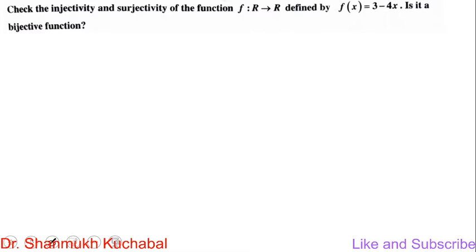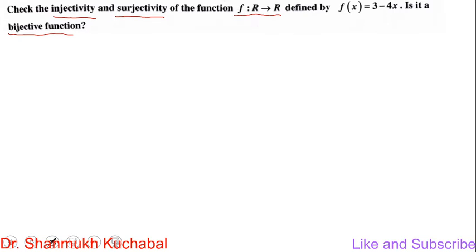Here it is given: check the injective and surjective nature of the function f from R to R defined by f(x) = 3 - 4x. Is it a bijective function? See, the meaning of injective is that it is a 1-1 function. Surjective means it is an onto function. If it is 1-1 as well as onto, then the given function will become a bijective function.